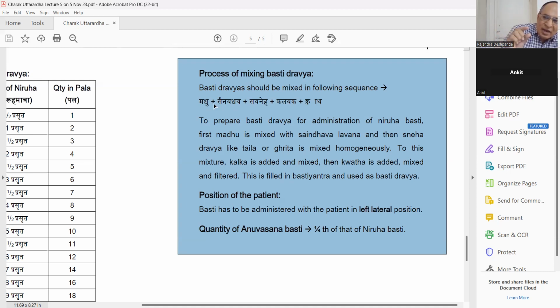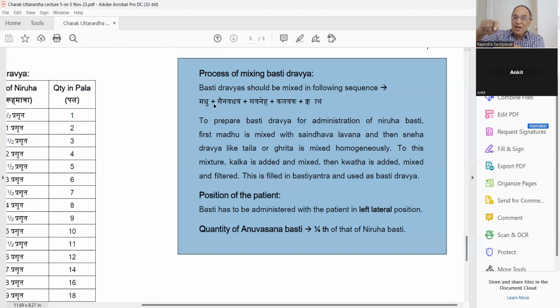First, you have to take the honey. Please write down honey. Madhu means honey. Then add Saindhava, salt. Mix it in a mortar and pestle, khalbatta in Marathi. Mix it, honey and Saindhava. Very good. Please write down honey and Saindhava. Sir is mixing honey and Saindhava.